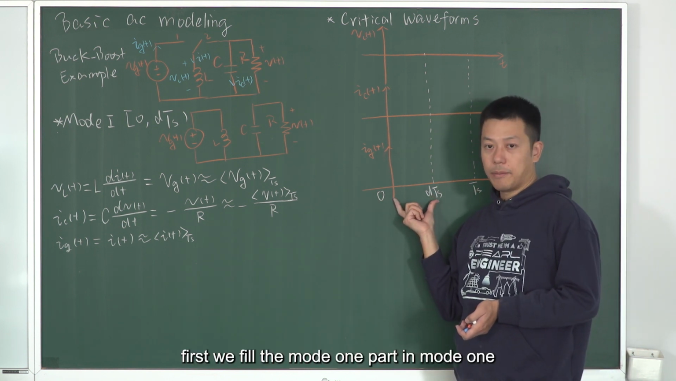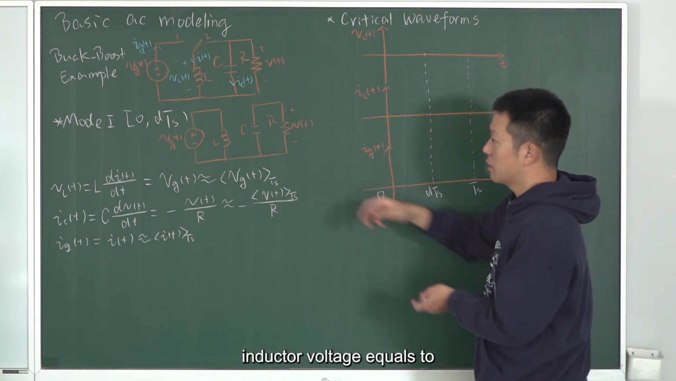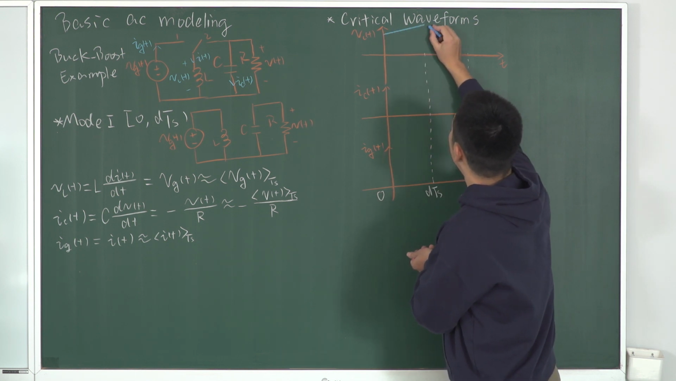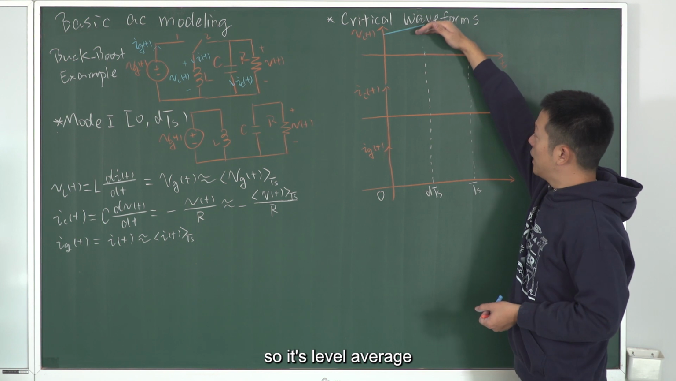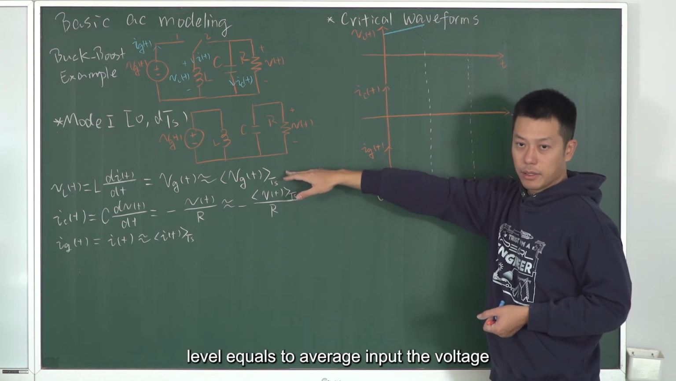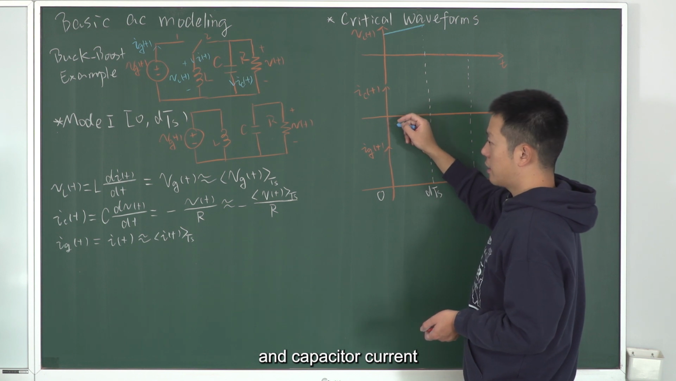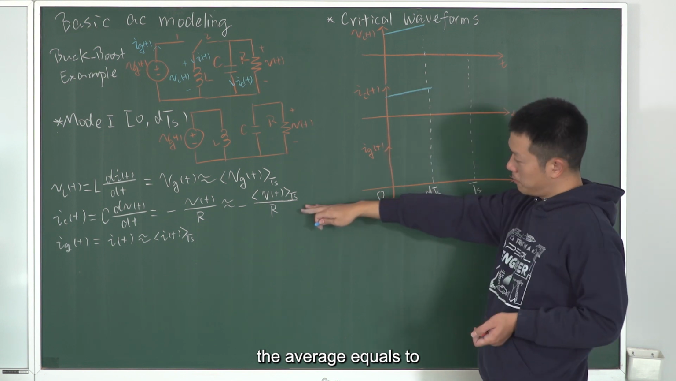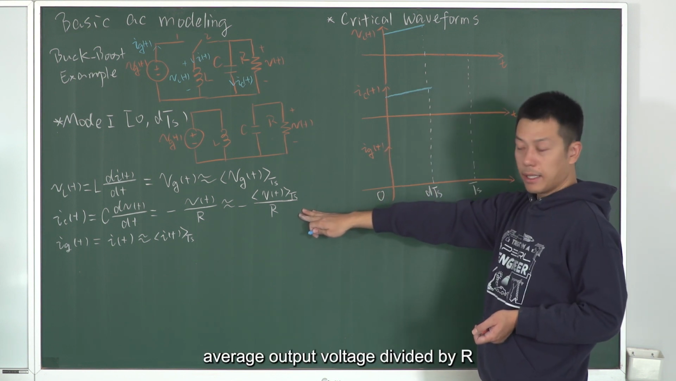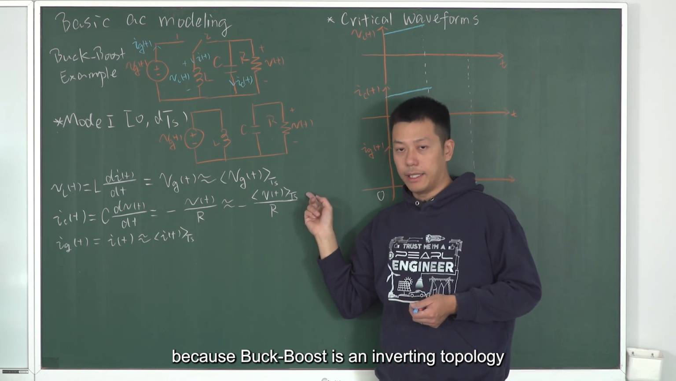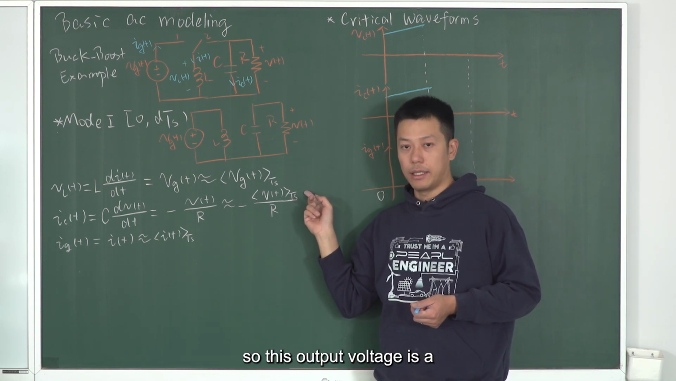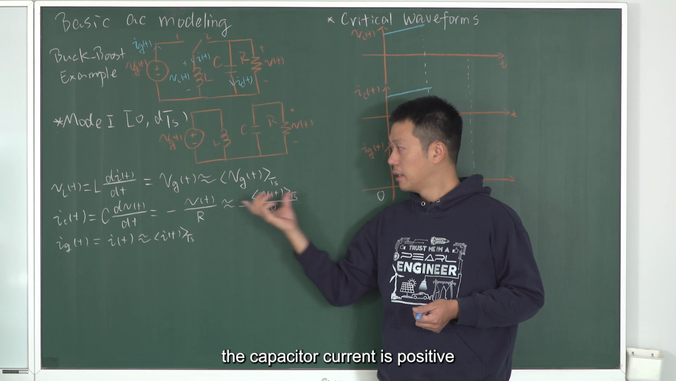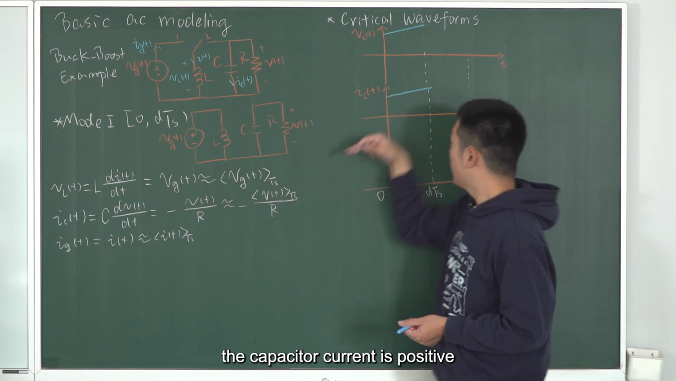First, we fill in the mode 1 part. In mode 1, the inductor voltage looks like this, so its average level equals the average input voltage. The capacitor current will also have such a shape. The average equals the average output voltage divided by R. Because the buck-boost is an inverting topology, this output voltage is a negative number, so negative means the capacitor current is positive.